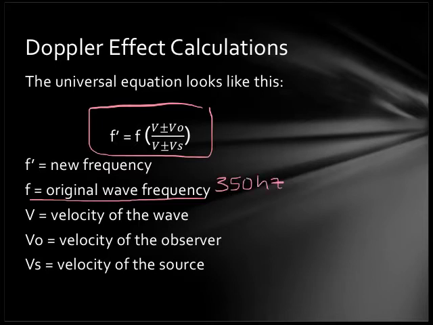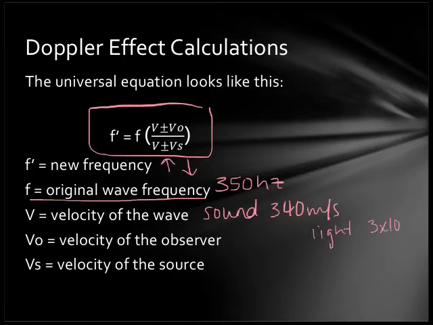But its frequency based on the Doppler effect could be greater than that or could be less than that, depending on which side of the sound the observer's on. So v is the velocity of the wave. This is going to be a constant. For sound, that's going to be 340 meters per second, and that's what we'll use most often when we're working with this equation. Or for light, it's going to be 3 times 10 to the 8th meters per second. But we're going to stick to using sound in here just because it's an easier number to manage.